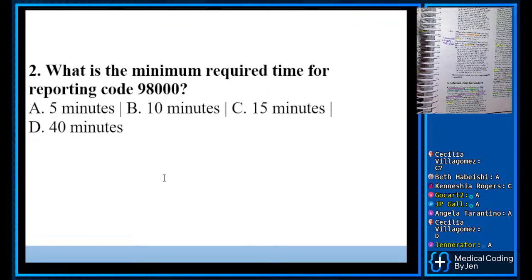All right, what is the minimum requirement for reporting code 98000? Is it 5, 10, 15, or 40 minutes? That's an appropriate question, I think. That looks good.